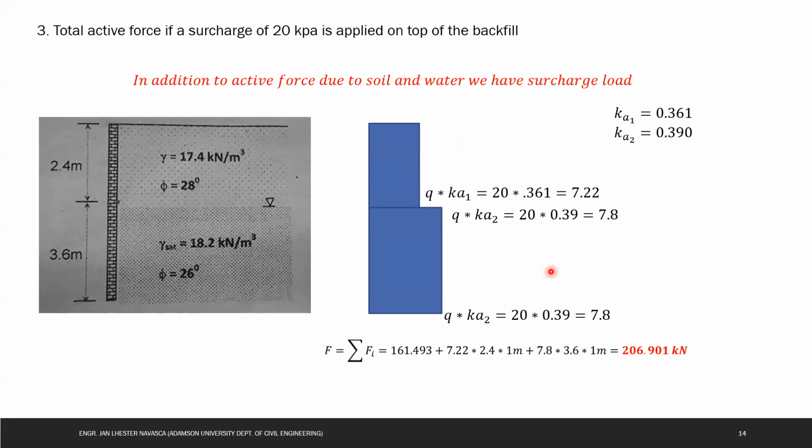So the summation of forces, summation of F sub i, is basically, we had 5 areas earlier. So we will just add to it, we won't write it all out again. The answer to problem 1, which is this one, is 161.493. Now we will just add to this: you have this 7.22 times 2.4 times 1 meter, and 7.8 times 3.6 times 1 meter. You have this 206.901 kilonewton. Again, this is the answer from problem 1, we just added to it.